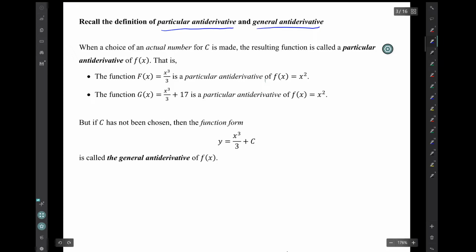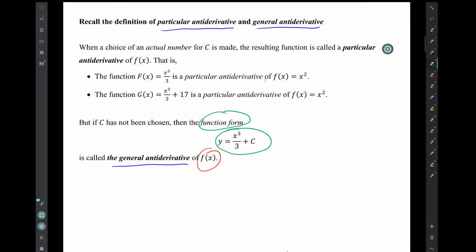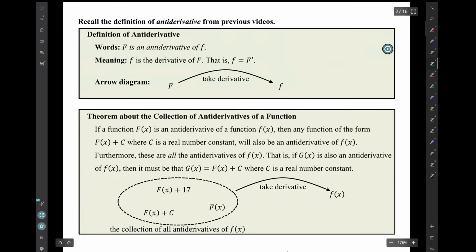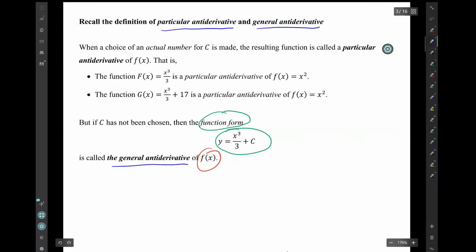Recall that the general antiderivative of little f of x is a function form that has the plus c, the constant of integration. And that form represents the collection of all antiderivatives of little f of x. What's called a particular antiderivative of little f of x is an antiderivative where a choice of an actual number has been made for the constant c. So we discussed examples where we had 2 particular antiderivatives of this function little f of x equals x squared.